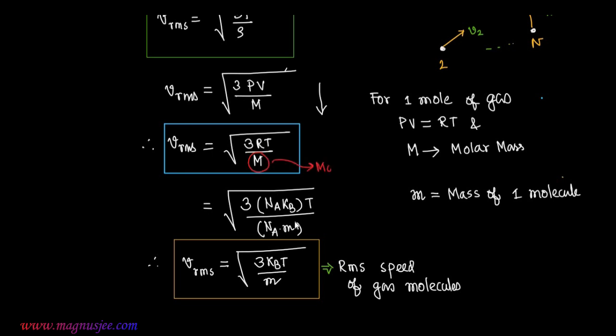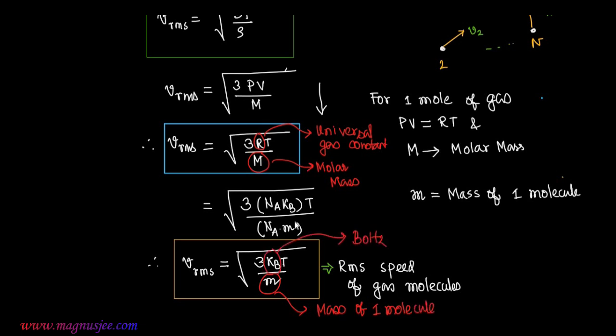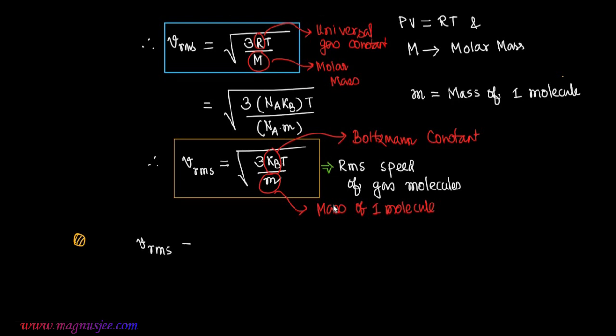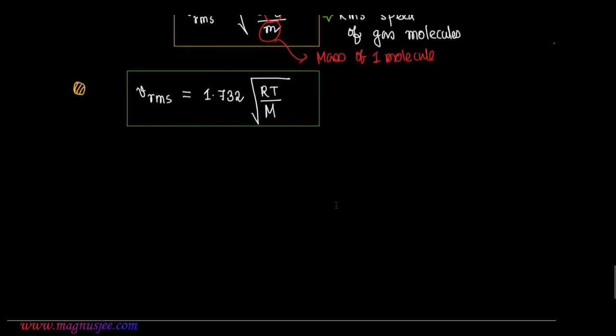Here capital M is the molar mass of the ideal gas, capital R is the universal gas constant, and small m is the mass of one molecule. K is the Boltzmann constant, written as K subscript B, which is the ratio of universal gas constant and Avogadro's number. Vrms is equal to 1.732 times root over RT by capital M.